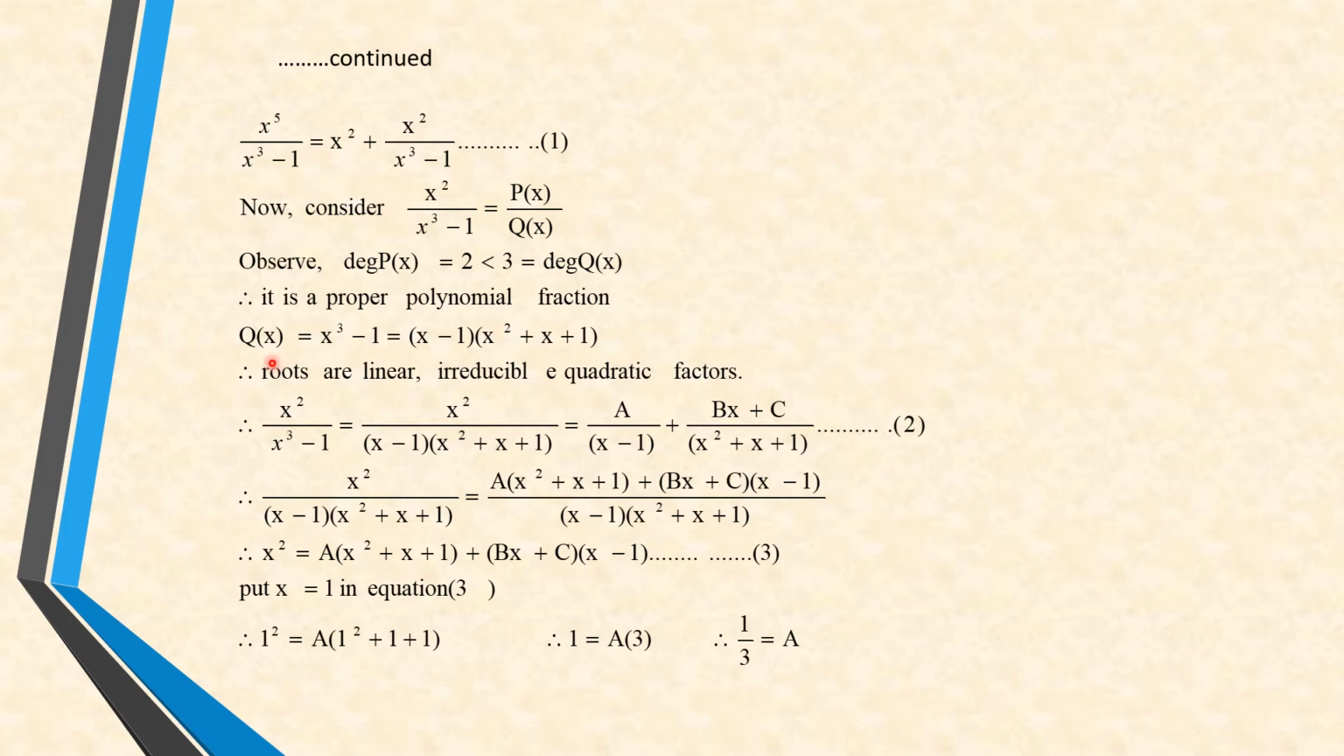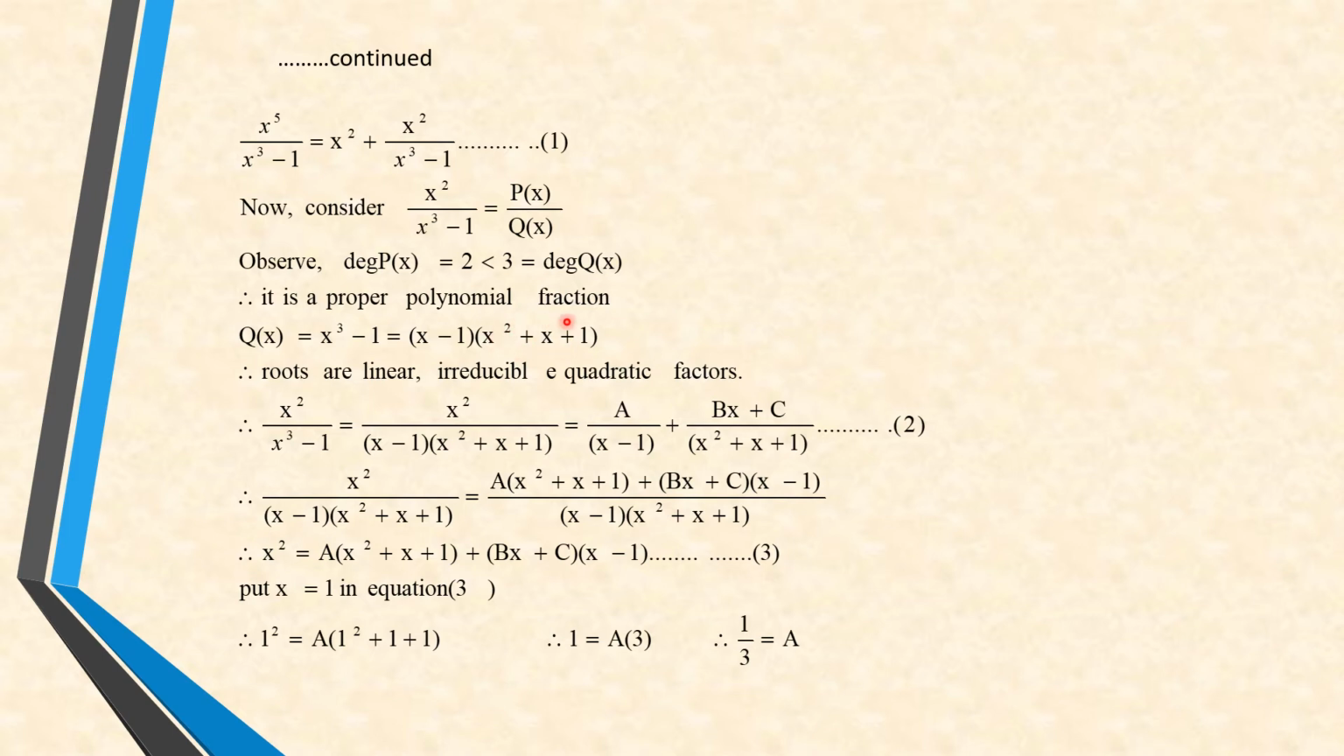So now concentrate on the denominator, that is q of x. It is equal to x cube minus 1. 1 we can write as 1 cube. So we can apply the formula for a cube minus b cube, which is equal to a minus b into a square plus ab plus b square. Applying it on x cube minus 1, we will get it as x minus 1 into x square plus x plus 1. So now q of x has been factorized into two factors. One is x minus 1 and another is x square plus x plus 1.